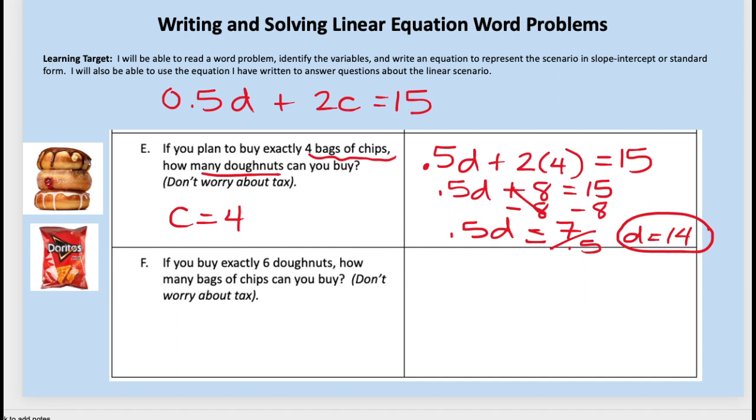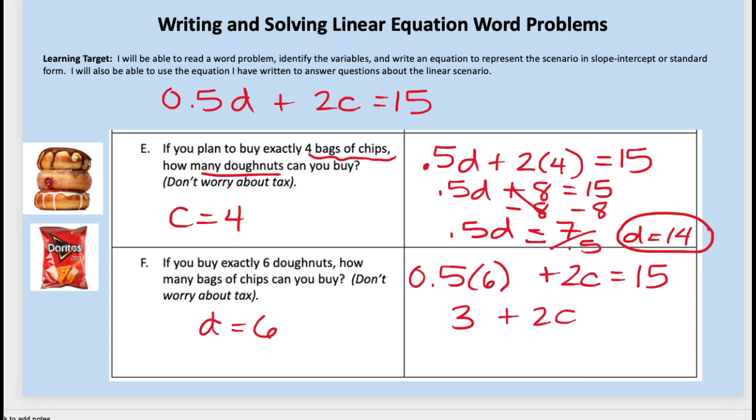So now we're going to do the reverse of that. Now we're given the number of donuts and we're going to calculate the number of bags of chips. So this time it says if you buy exactly 6 donuts, so that's D equals 6, we're going to solve for C. Using this same equation, 0.5, except now I'm substituting in a number for D, 1/2 times 6 plus 2C equals, I still have $15 to spend. 1/2 times 6 is equal to 3, plus 2C equals 15.